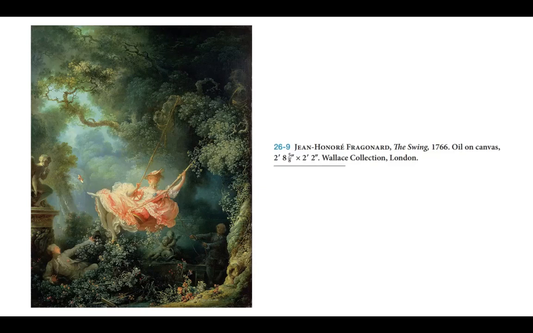And then the subject matter: you have this woman flirtatiously flipping her shoe off while she kicks her leg up in the air, and her buddy down there in the bottom left is looking up her skirt, so they're kind of flirting. Then you have Cupid over there on the left looking down at them knowingly, giving them the A-OK. Cupid likes seeing moments like this.